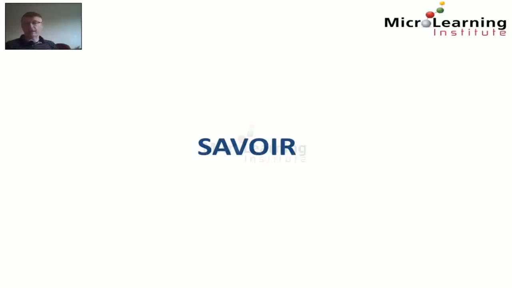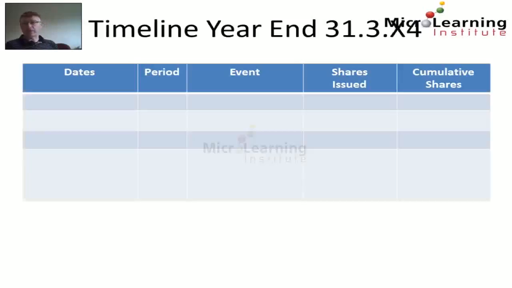And we're going to look at the calculation of basic and fully diluted earnings per share in all of these cases. So, firstly, let's look at the year ending the 31st of March 20X4. The most important thing in all of these types of questions is to understand the timeline and when within that timeline the shares were issued and under what circumstances.